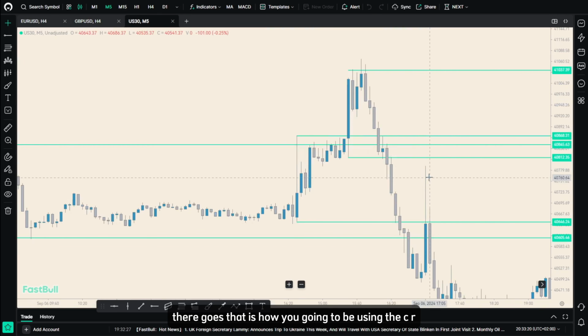There you go. That is how you're going to be using the CRT to predict the next candle and predict the next move of your trade for that exact day.